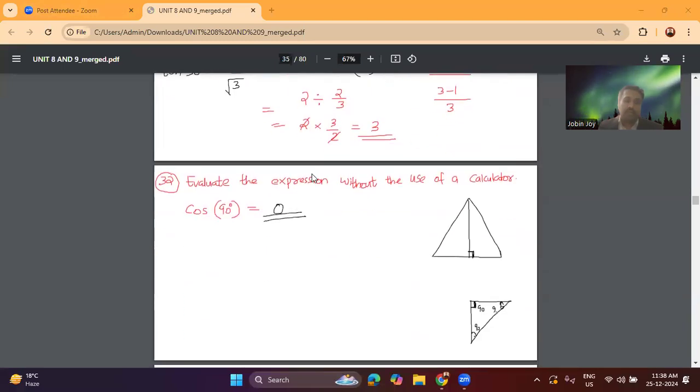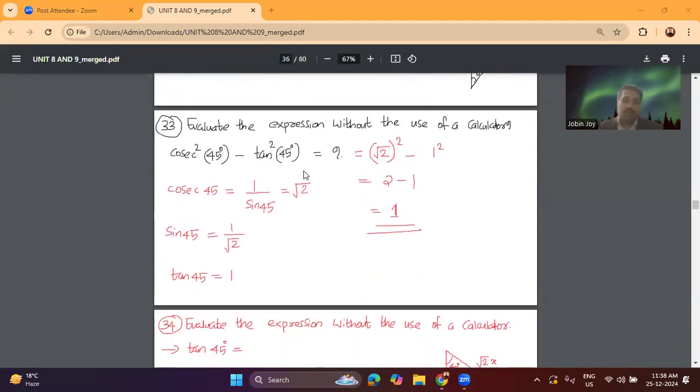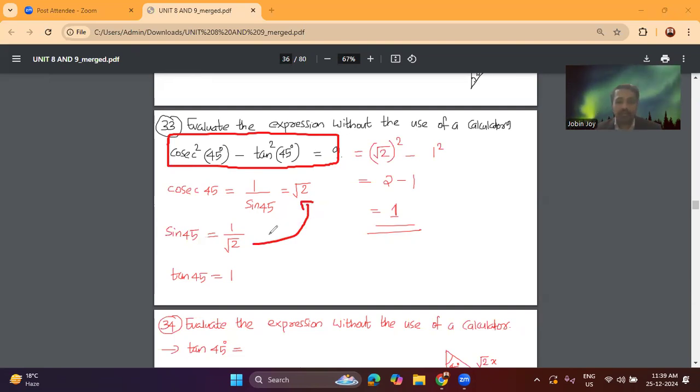Then question number 32. Next is cosec square 45 minus tan square 45. So cosec 45 is the reciprocal of sine 45. Sine 45 is 1 by root 2. I will take the reciprocal and I will get cosec 45, that is root 2. Then tan 45 is equal to 1, substituted. So root 2 square minus 1 square. Root 2 square is root 2 into root 2, which is 2. So 2 minus 1 is equal to 1. So the answer is 1.